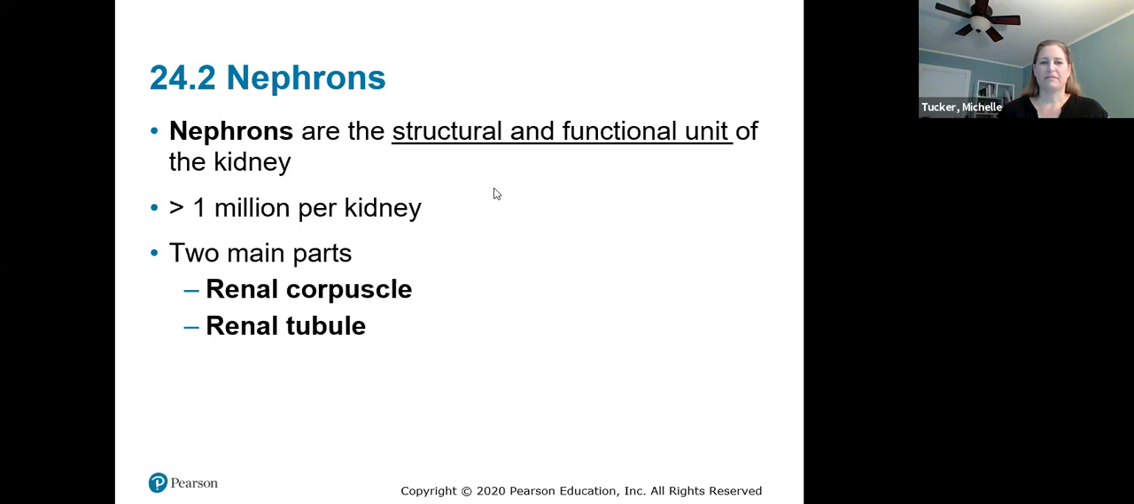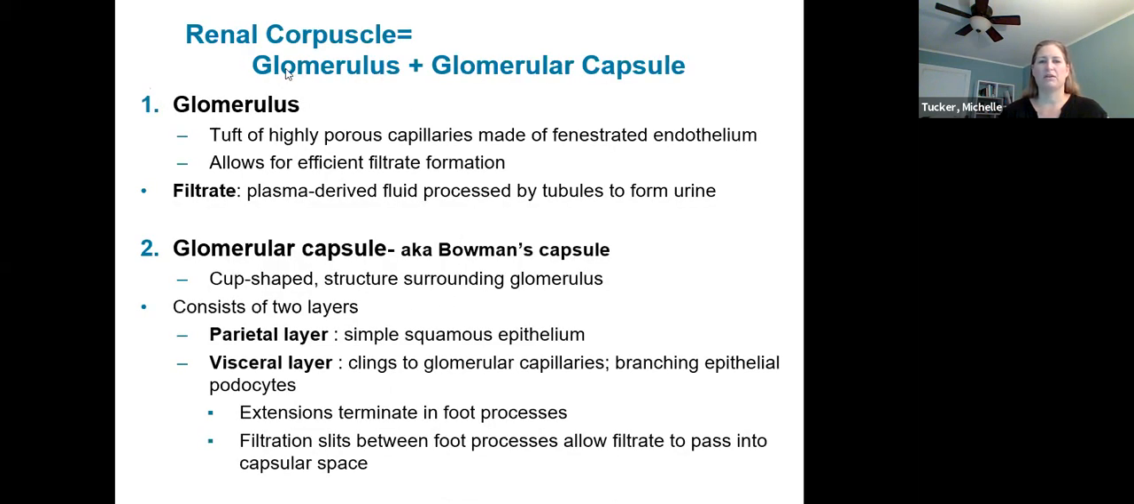Nephrons. So nephrons are the structural and functional unit of the kidney. There are about 1 million of them per kidney, and there are two main parts. The renal corpuscle is going to be made of the glomerulus and the glomerular capsule. So the glomerulus is this tuft of fenestrated capillaries, and it's going to produce filtrate.